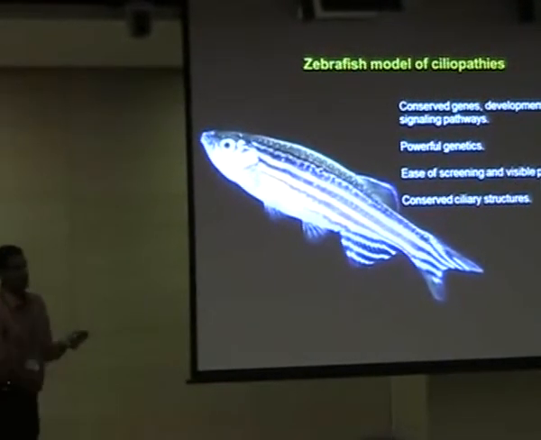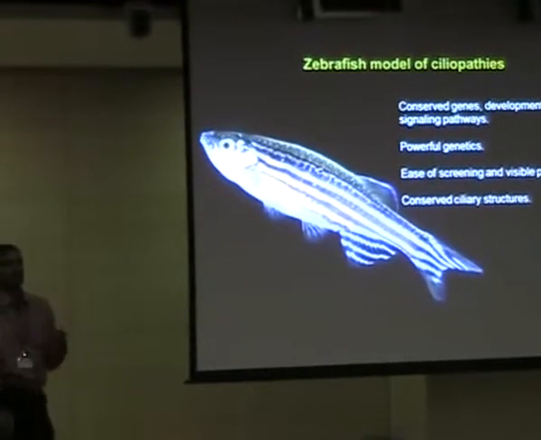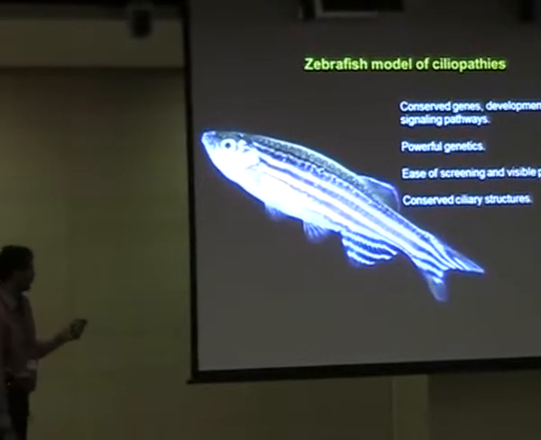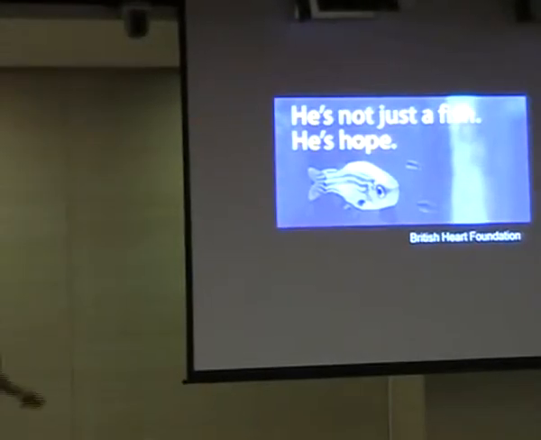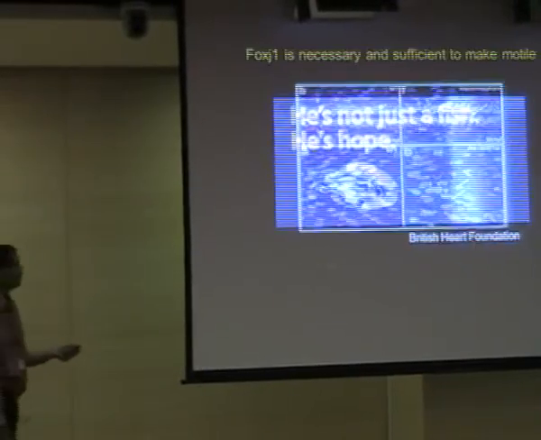And of course, the ciliary structures are conserved. That's the criteria for it, because if the cilia were not conserved from the fish to humans, it doesn't make sense in using the fish. Thankfully, it is conserved. And that's why the British Heart Foundation came up with this cartoon, which is not a fish, it is hope itself.